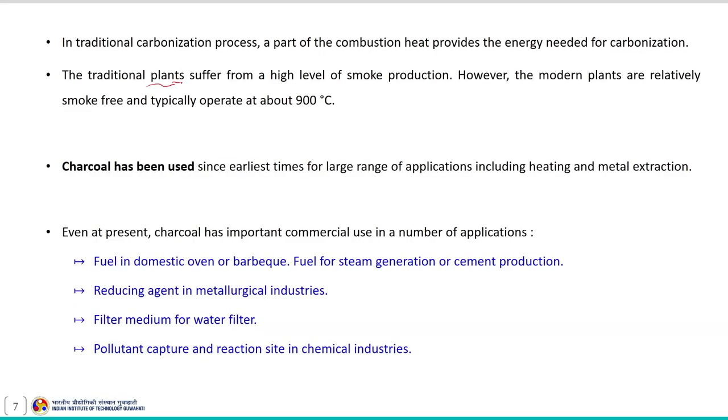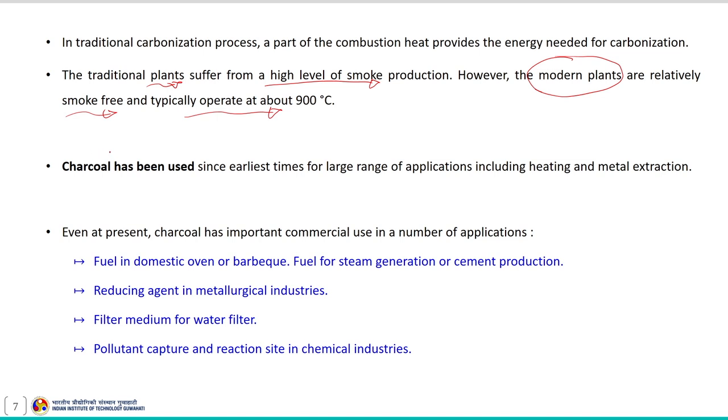And in the traditional carbonization processes, part of the combustion heat provides the energy which is required for the carbonization process. That is the advantage of carbonization of the biomass using this traditional pit process. The traditional plant suffers from a high level of smoke production. However, the modern plants, which have come with some modern designs, are relatively smoke free and typically operate at about 900 degrees C, and also utilize the energy very effectively during the carbonization process.